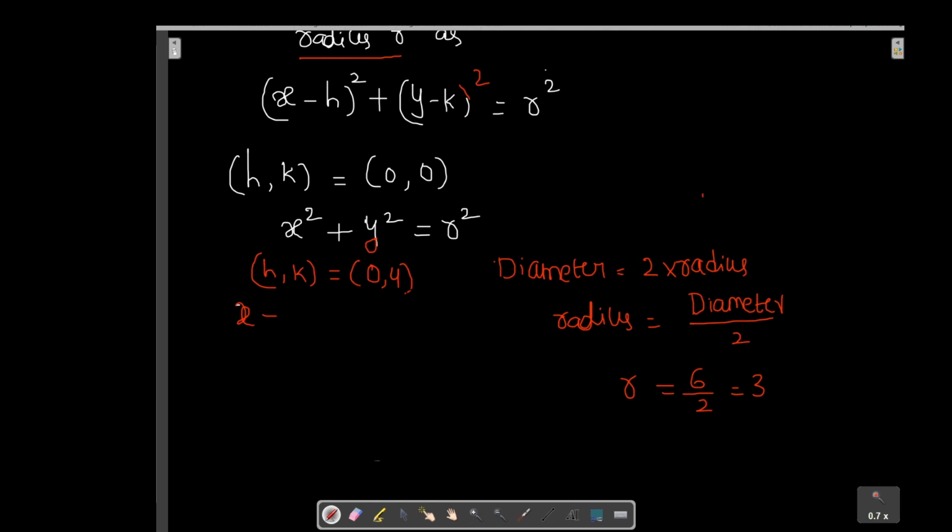Let's plug in these 2 values in the equation of the circle. x minus 0 whole square plus y minus 4 whole square equals to r square, which is 3 square. It will be x square plus y minus 4 whole square equals to 9.